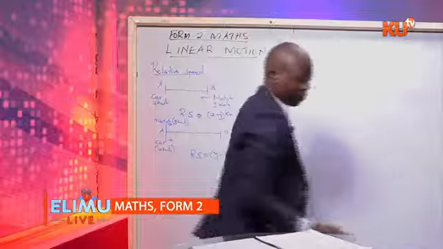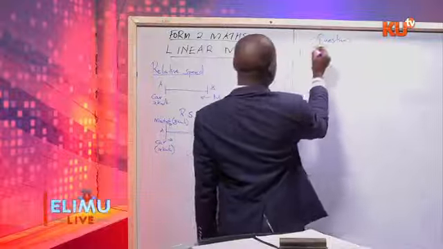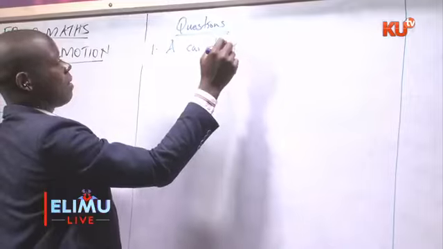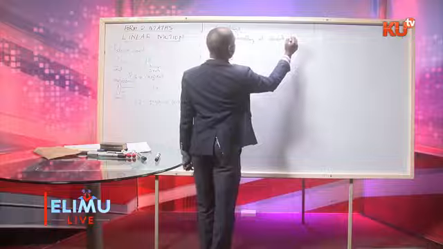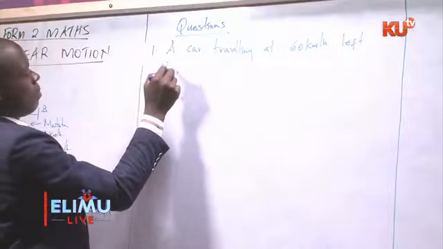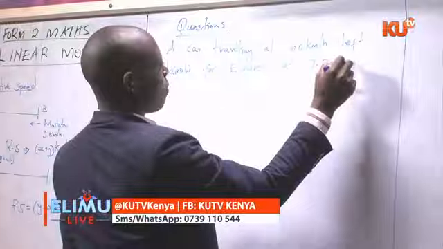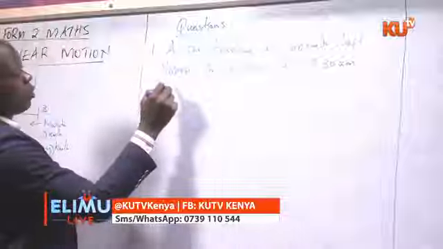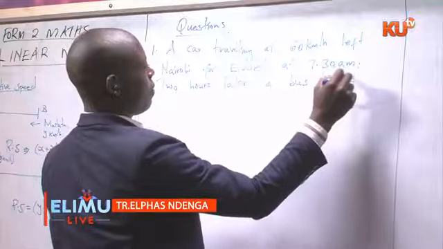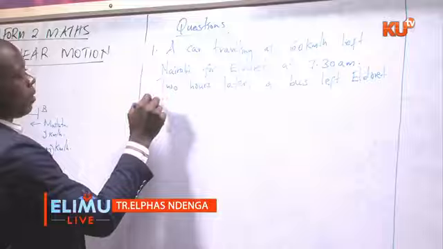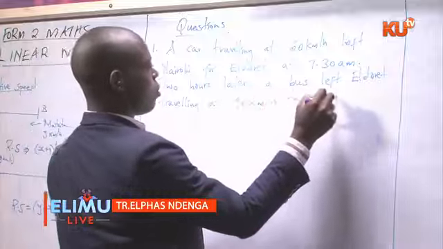You are told, number one, a car that is traveling at 60 kilometers per hour left Nairobi for Eldoret at 7:30 a.m. 2 hours later, a bus left Eldoret, traveling at 90 kilometers per hour towards Nairobi.